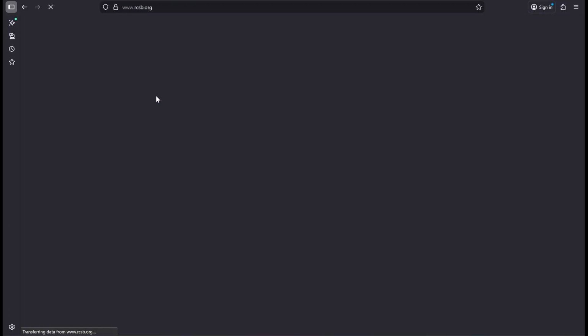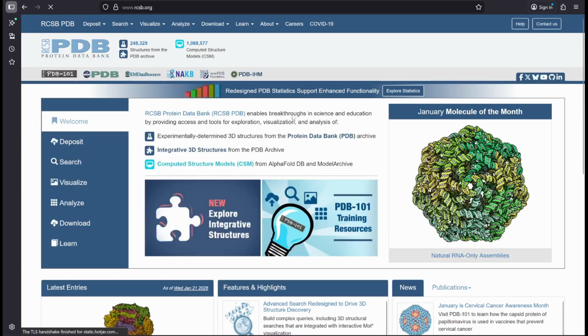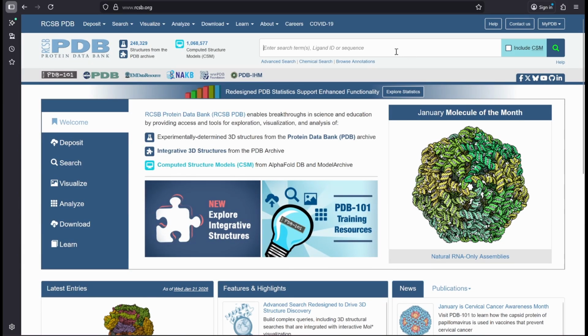So this is the interface of the RCSB PDB database. Here, a lot of groups experimentally solve the structures of different proteins. It also has some nucleic acid structures, I guess. Then they deposit the PDB files or PDB structures in this repository, which is the RCSB PDB database.